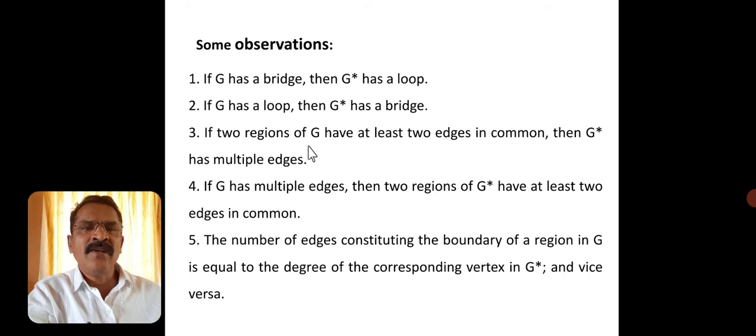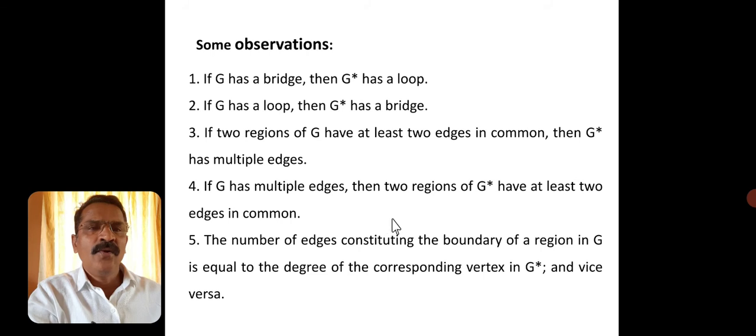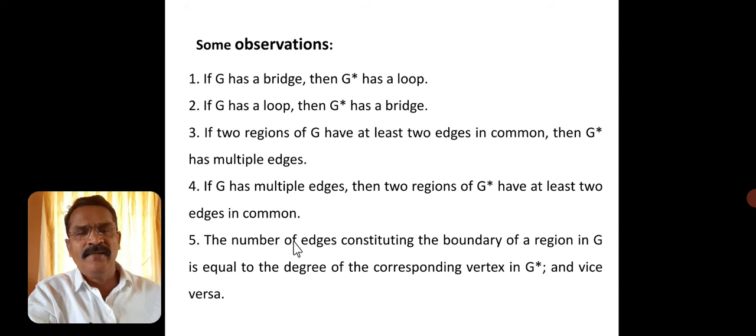If two regions of G have at least two edges in common, then G star has multiple edges. It's very important. If two regions of G have at least two edges in common, then G star has multiple edges. If G has multiple edges, then two regions of G star have at least two edges in common. Yes, this is another observation.